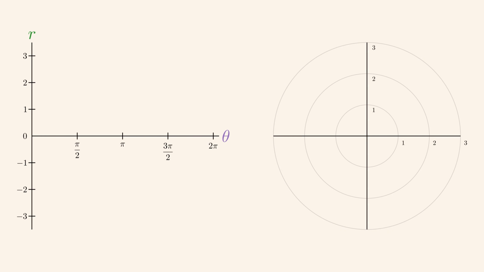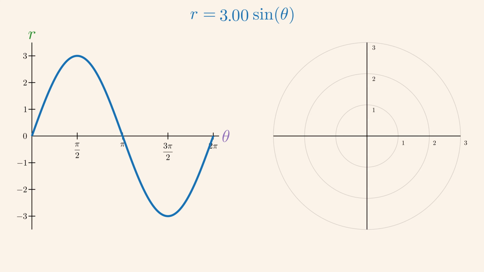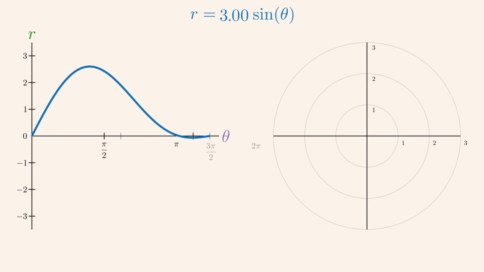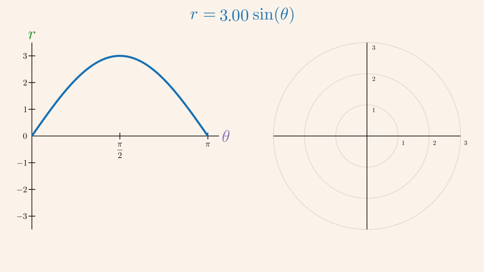Now we move on to a sinusoidal Cartesian function. But notice that from pi to 2 pi, the r value is negative, and we want to avoid plotting negative values. So we should reduce our upper limit to just pi. We start at the origin of both the Cartesian and polar planes.